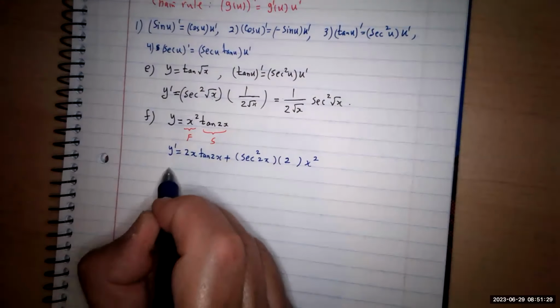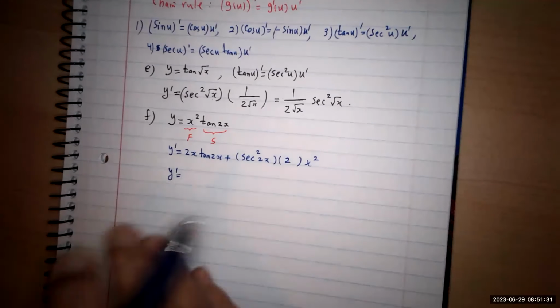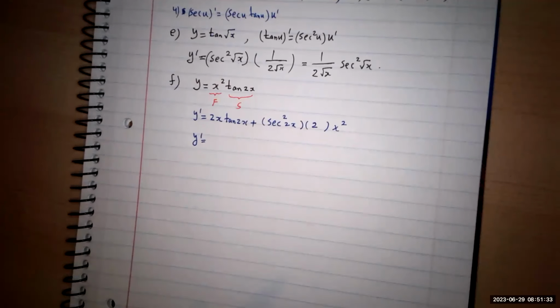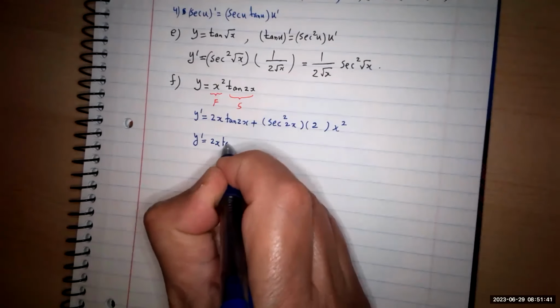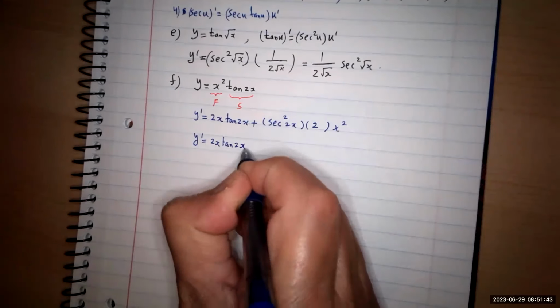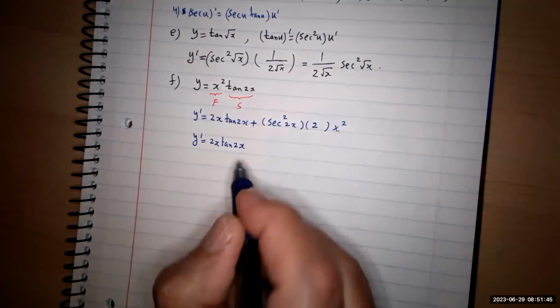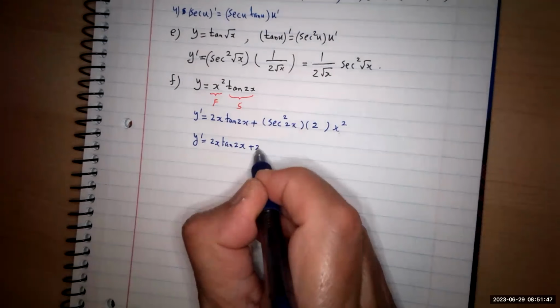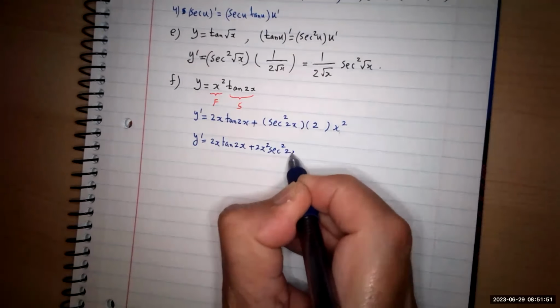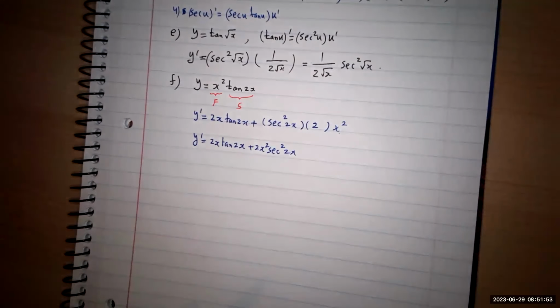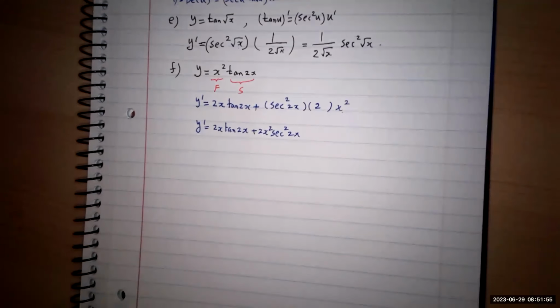So the final answer, y prime equal to 2x tangent of 2x. And over here, the plus 2x squared, secant squared of the 2x. So that would be the final answer and the way you are going to do it. Any question?